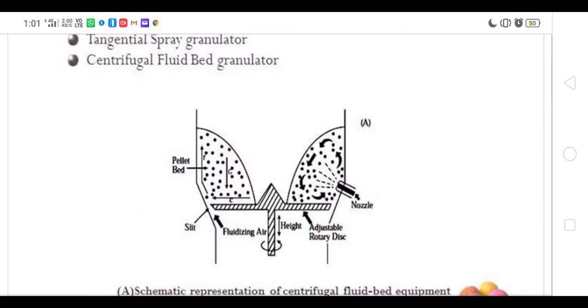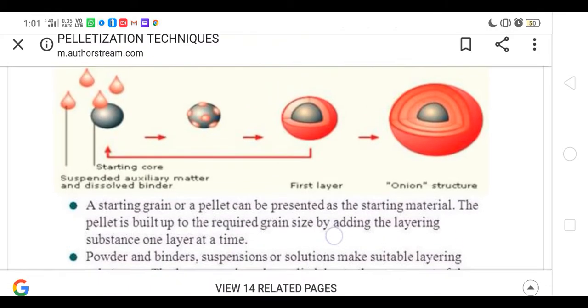of the material. So your material is under constant motion, and from this nozzle a liquid or binding liquid is sprayed, so that there is constant layering of powder by binding liquids and then again powder, until it gives you the required shape. This is the mechanism of formation.